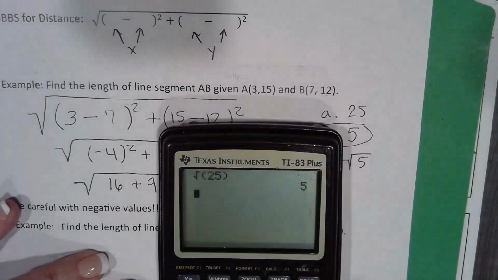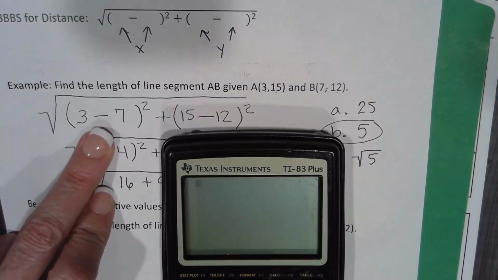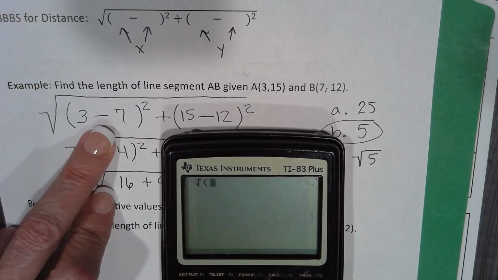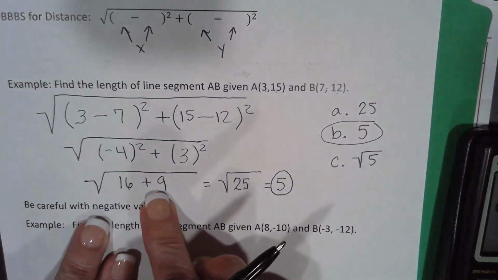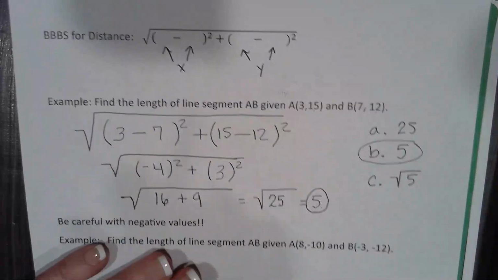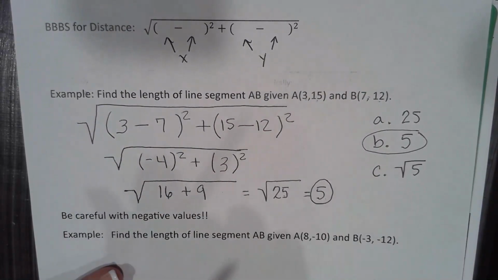Also, I'm going to show you a shortcut. You can put all of this in the calculator at one time. If you do the square root, the trick is you have to open 2 parentheses. 3 minus 7, close the parenthesis, square it, plus, open a parenthesis, 15 minus 12, close the parenthesis, square it, close the parenthesis again. I don't like doing it this way because there's a lot of room for mistakes. I prefer just to work it out. And in case this was a calculator inactive problem, you know how to work it out.